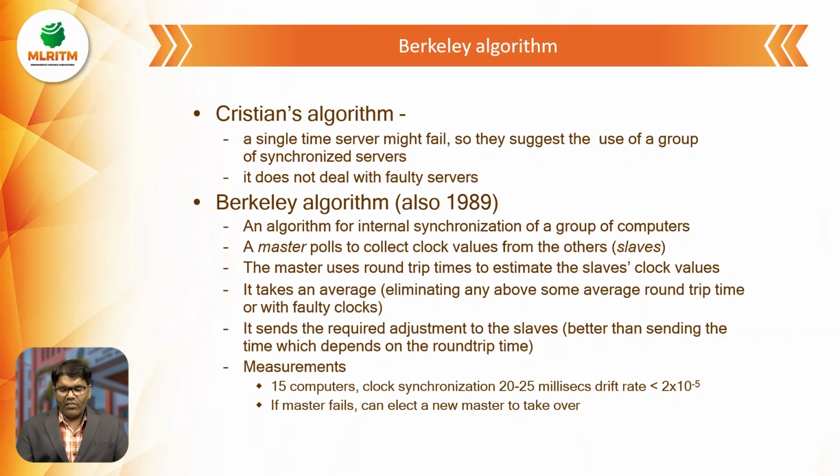It sends the required adjustment to each slave, which is better than sending the time, since that depends on the round trip time. The measurement here is for 15 computers. Clock synchronization is within 20 to 25 milliseconds. The drift rate is less than or equal to 2 times 10 to the power of minus 5. If the master fails, a new master can be elected to take over.